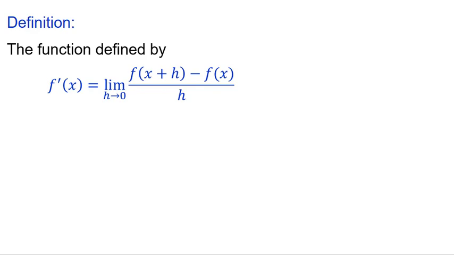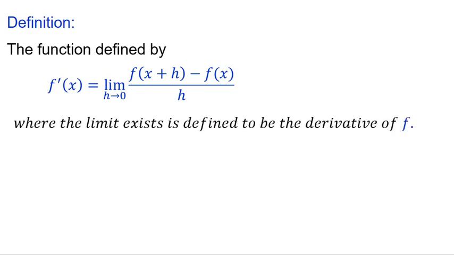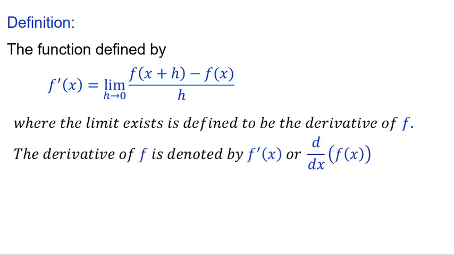So first we will see the definition. The function defined by f dash x equal to limit h tends to 0 of f of x plus h minus f of x divided by h, where the limit exists, is defined to be the derivative of the function. The derivative of a function is denoted by f dash x or d by dx of f x. Or if we write y is equal to f x, then we also denote the derivative of the function as dy by dx or y dash.